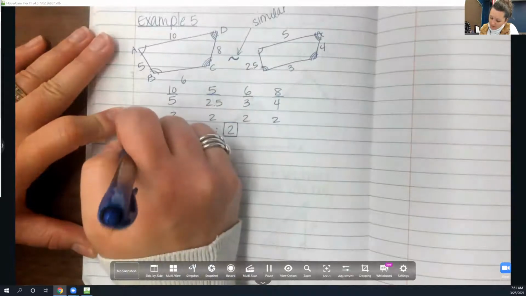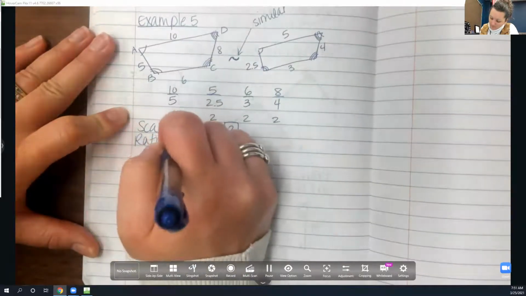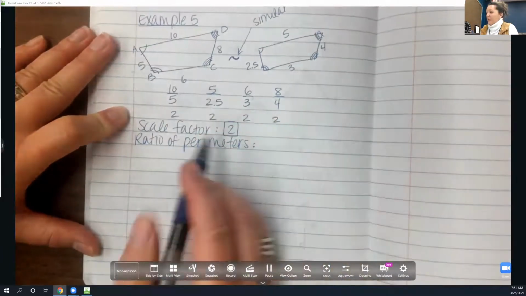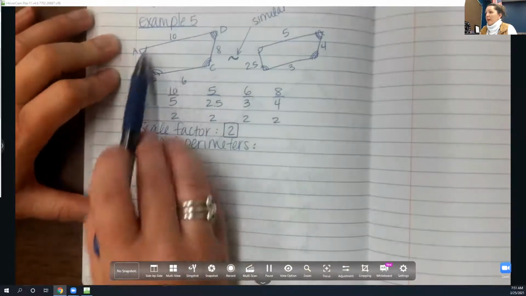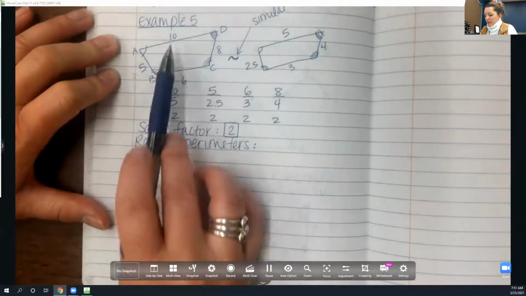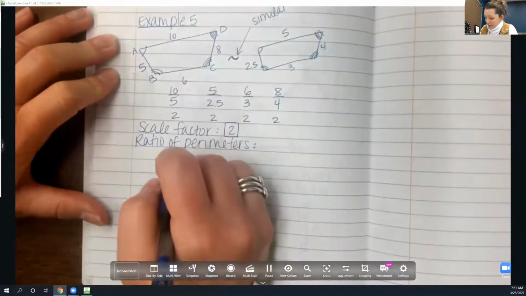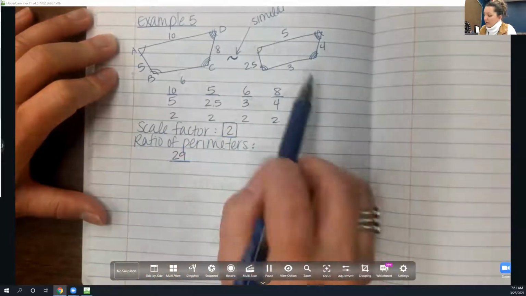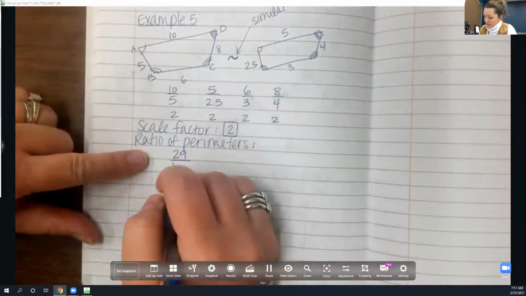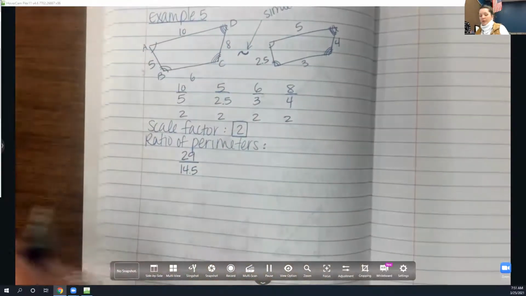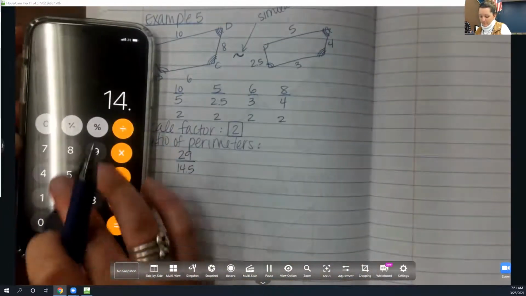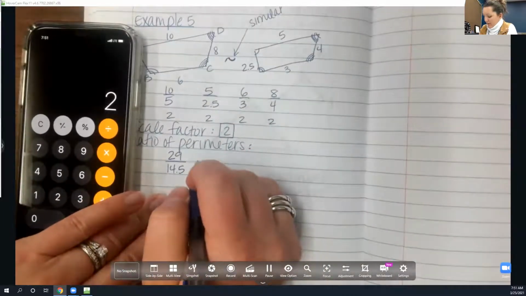All right, and then it says, show that the ratio of the perimeters is the same. The ratio of perimeters is just adding them all up. So let's see if it's the same. I have 10, 5, 8, and 6. 10 and 5 is 15, and 14 is 29. That's a beautiful number. And then 5 and 4 is 9, 9 and 3 is 12, 12 and 2.5 is 14.5. So let's see if 29 divided by 14.5 is 2, and it is. So they are the same.